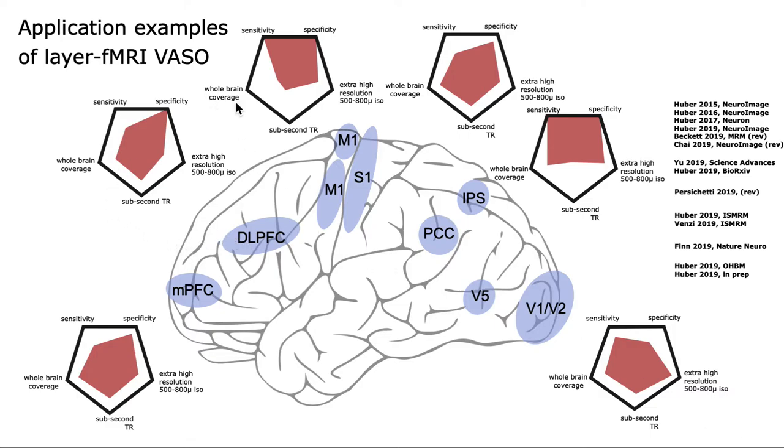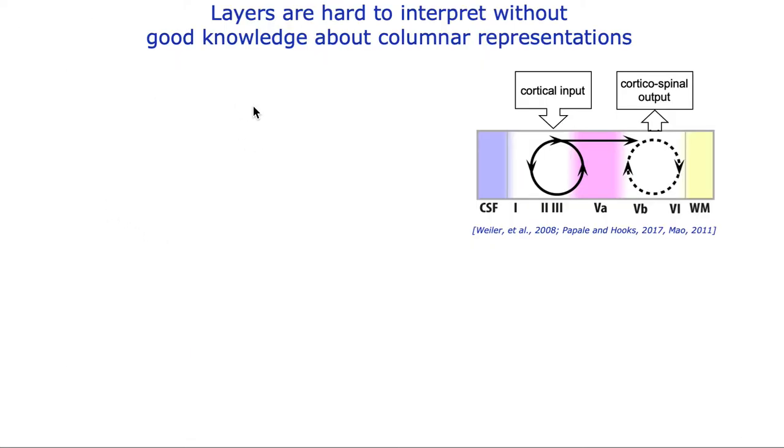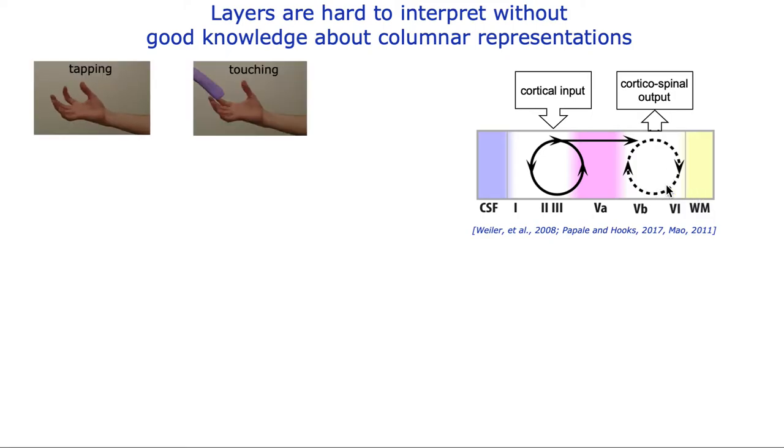So let's start with the motor cortex, where we have very clear hypotheses about the densely packed microcircuit from animal tracer studies, namely that the superficial layers receive a lot of feedback from other cortical areas, like sensory feedback, whereas the deeper layers are the ones that trigger the muscles to move. They have the corticospinal connections, and we can try to manipulate these different circuits with different tapping or touching tasks.